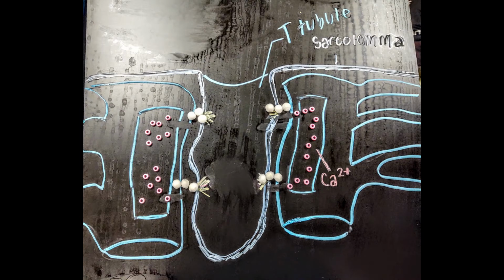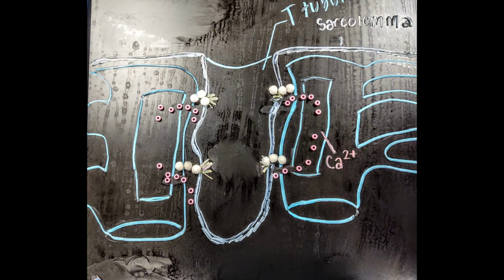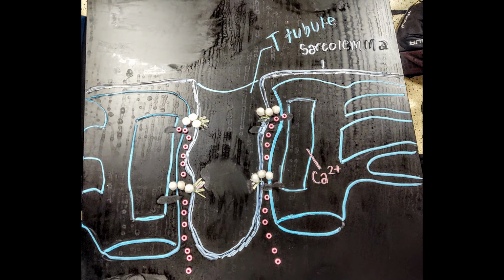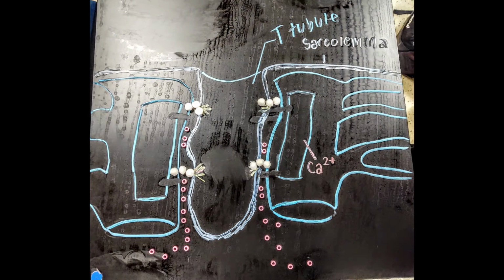It causes the terminal cisternae to release stored calcium ions, the pink beads, into the sarcoplasm, which happens within a millisecond. The calcium ions then look for troponin to bind to.